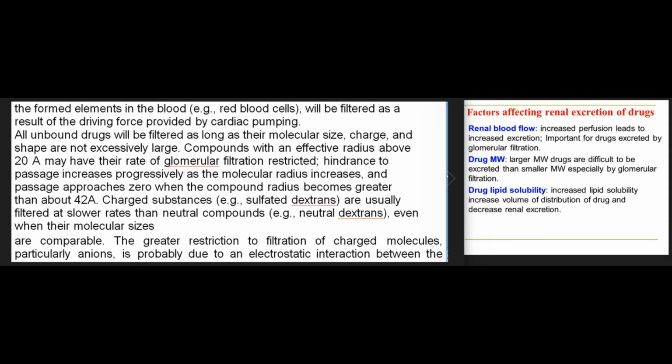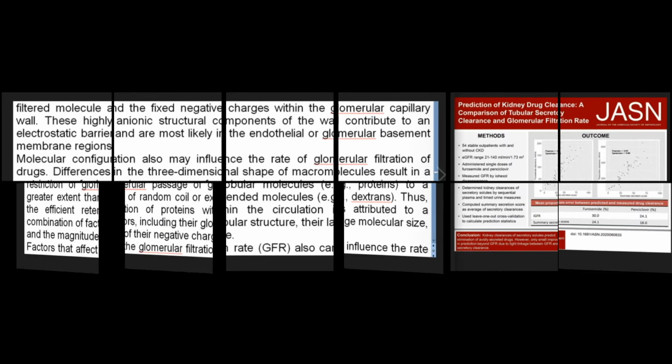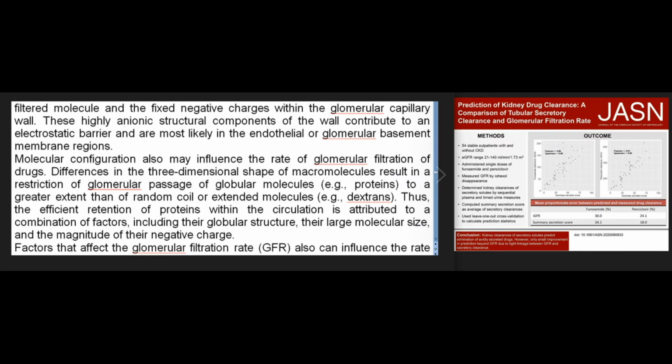The greater restriction to filtration of charged molecules, particularly anions, is probably due to an electrostatic interaction between the filtered molecule and the fixed negative charges within the glomerular capillary wall. These highly anionic structural components of the wall contribute to an electrostatic barrier and are most likely in the endothelial or glomerular basement membrane regions.